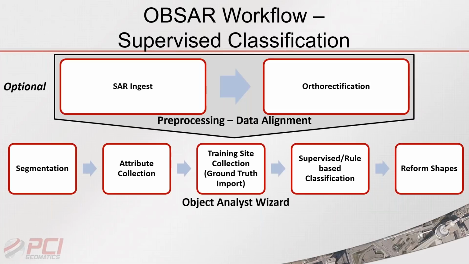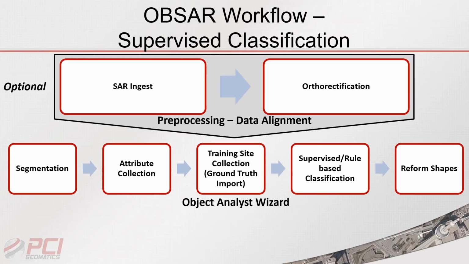The workflow for OBSAR that Jason's going to be walking you through consists of the following. Jason will be working with data that's sitting on disk in the distribution format of the vendor. So in the case of RADARSAT-2, that's the raw data with the product.xml. We can ingest that data and orthorectify it. We retain all of the important metadata as we're going along.